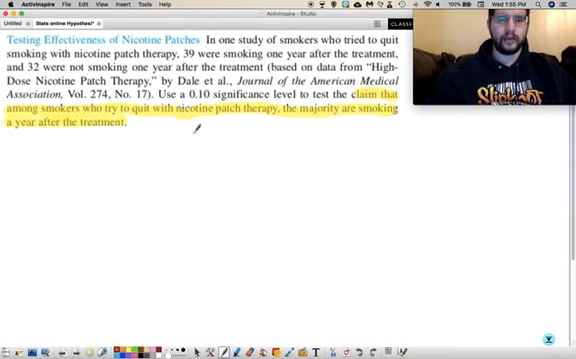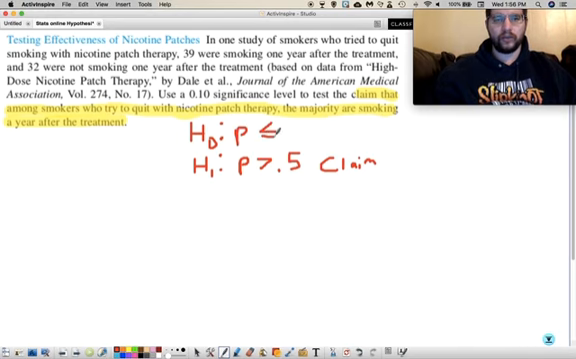Okay, so I'm going to start with my hypothesis test. H0 and H1. Majority are smoking after a year. Majority would be greater than 50%. So P is greater than 0.5. So whenever we say majority, that means more than 50%. That's our claim. That makes our null less than or equal to 0.5.